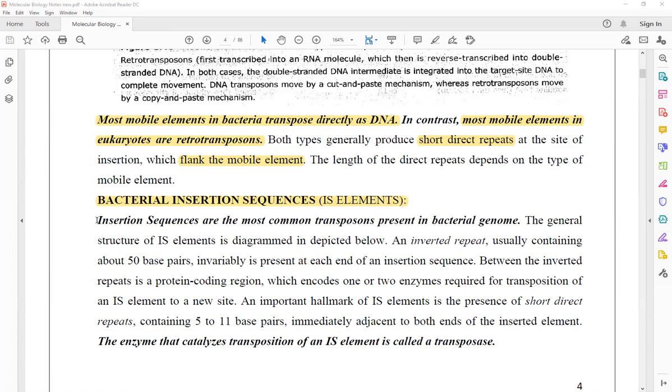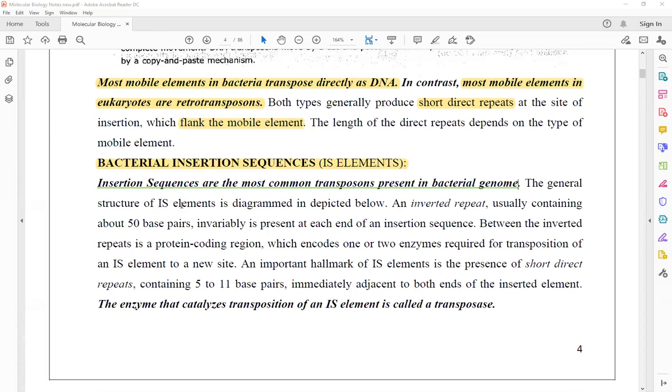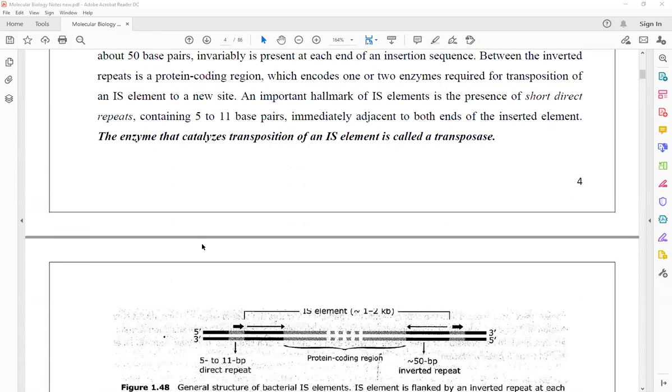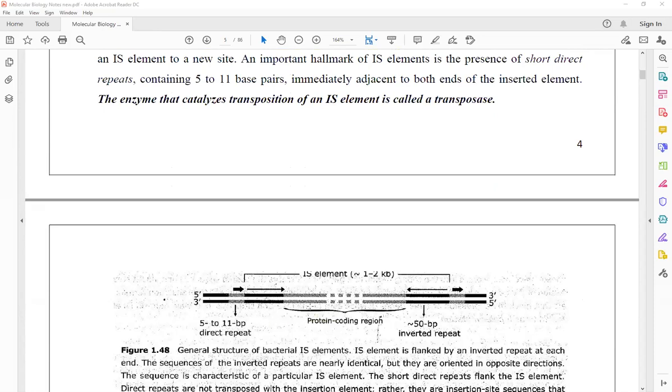Now look here, insertional sequences are the most common transposable elements present in the bacterial cell. So these insertional sequences are the transposable elements present in bacteria. The general structure of the IS element is described in the diagram below. In this diagram, you can find that the transposable element has a protein coding gene.